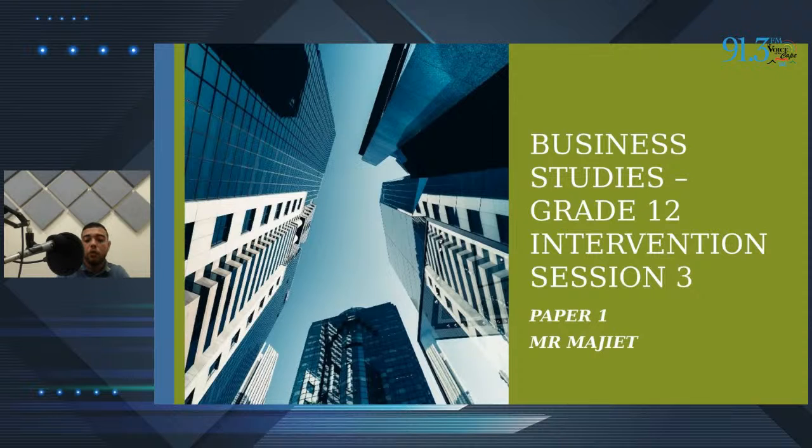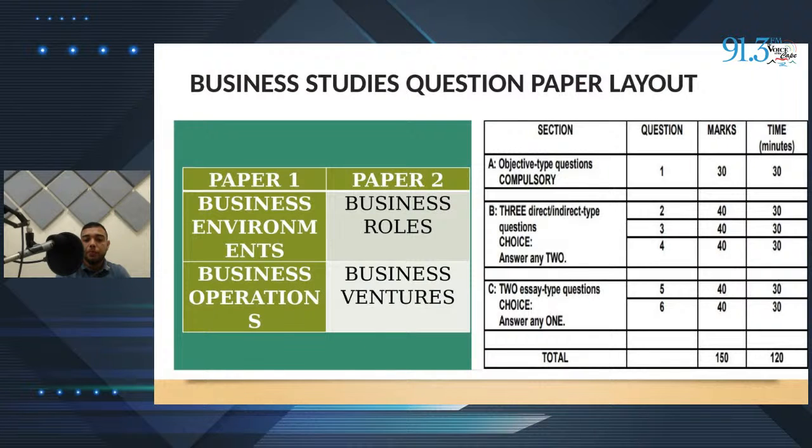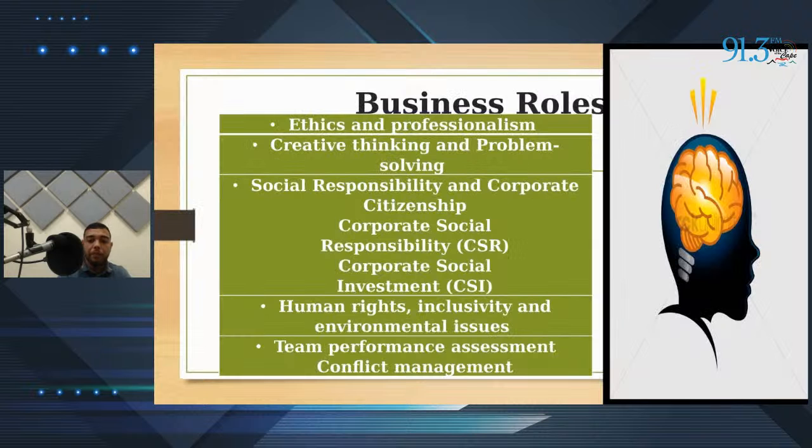So today we'll start off with business paper 2. Business paper 2 is business roles and business ventures. Today we would focus only on business roles. So again, as paper 1, we have section A, which is compulsory. Section B would then be question 3 on business roles, question 4 on business ventures.